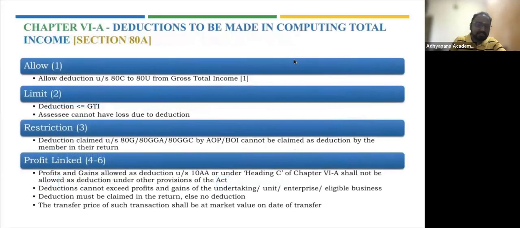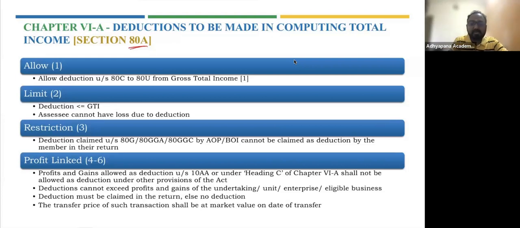Now, knowing what deduction is, if you look at this chapter 6A, the section starts with 80A. So 80A is typically a charging section. When we said charging section, we said a section which gives the power to the Income Tax Act to charge tax on a particular income. Section 15 for salary, 22 for house property, 28 for PGBP, 45 for capital gain, 56 for income from other sources. These are all called charging sections, which tell you that these incomes are taxable in your hand.